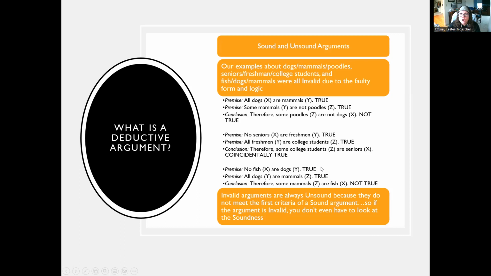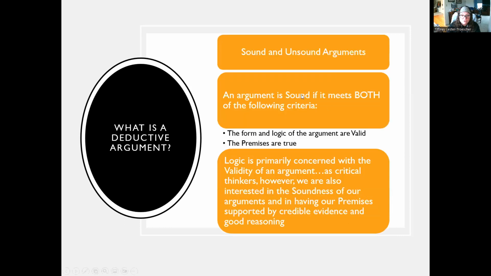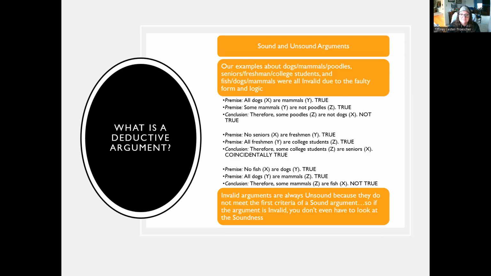Invalid arguments are always unsound because they don't meet this first criteria right here. The form and logic of the argument are valid. So if we don't meet that first criteria, it's an unsound argument, right? You don't even have to look at the premises, even still. Once an argument is invalid, that's it. It's invalid. Move on.